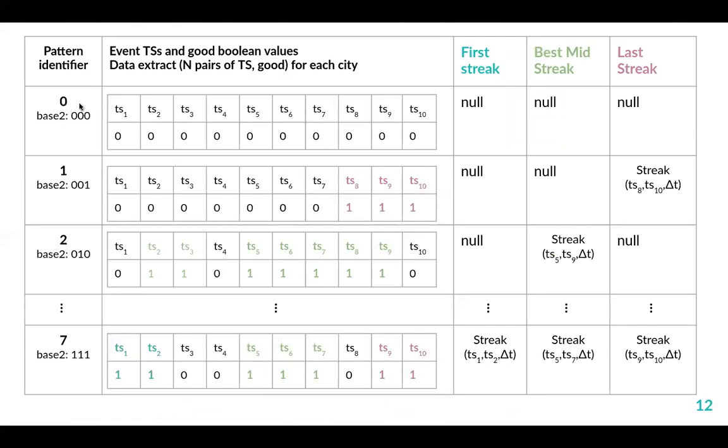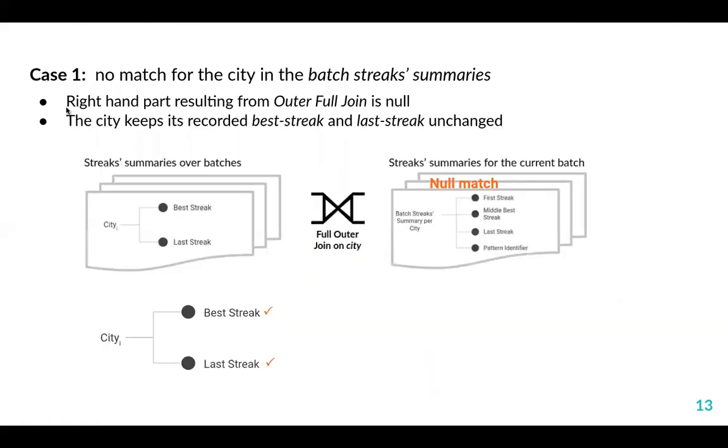So here, pattern number 0, all good here, good values are false. So first track, best middle track, and last track are, of course, null. While the last one, we notice that the first track is not null, the best middle track is not null, and the last track is not null. So if we have n measurements for a city, these n measurements will be summarized by 3 tracks, and each pattern has 1 ID. In total, we have 8 patterns.